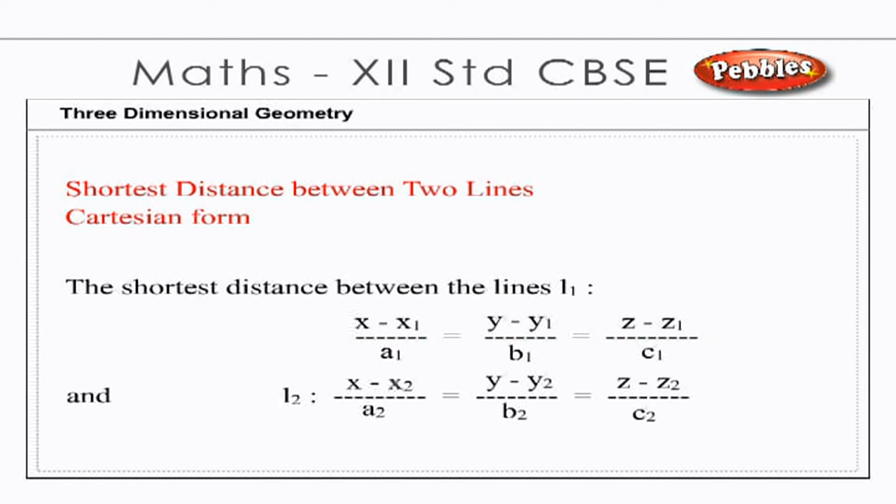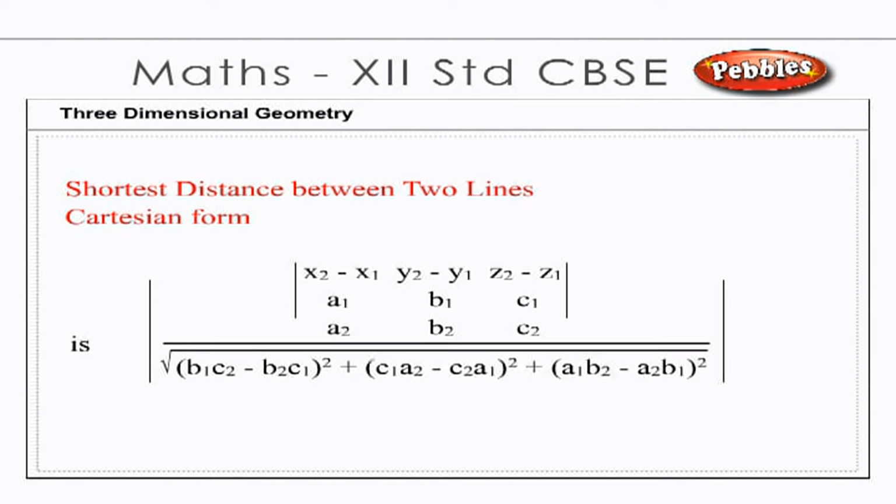Shortest distance between two lines, Cartesian form. The shortest distance between the lines L1, (x minus x1) by a1 equal to (y minus y1) by b1 equal to (z minus z1) by c1, and L2, (x minus x2) by a2 equal to (y minus y2) by b2 equal to (z minus z2) by c2, is mod of the determinant x2 minus x1, y2 minus y1, z2 minus z1; a1, b1, c1; a2, b2, c2, divided by root of (b1 c2 minus b2 c1) whole square plus (c1 a2 minus c2 a1) whole square plus (a1 b2 minus a2 b1) whole square.